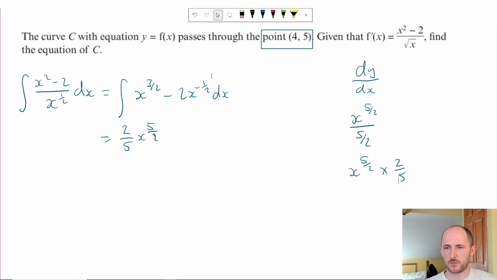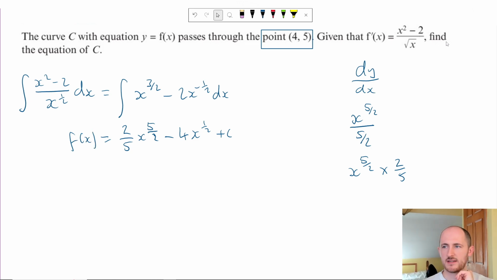Then here we're going to add 1. We get to the power of a half. Divide by the new power, so 2 divided by a half will give me 4. So minus 4 x to the half, and then remember the plus c. Now you can probably see where this is heading, right?